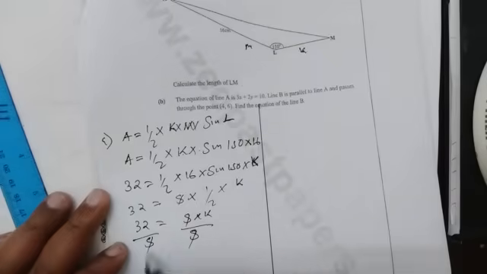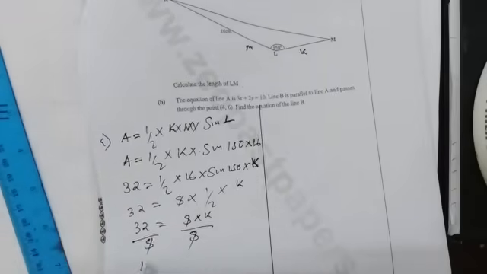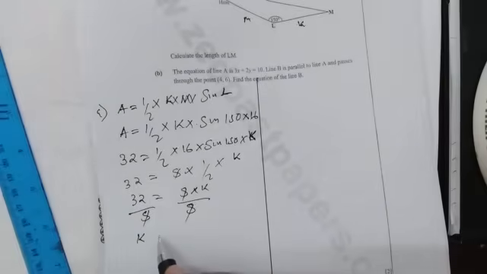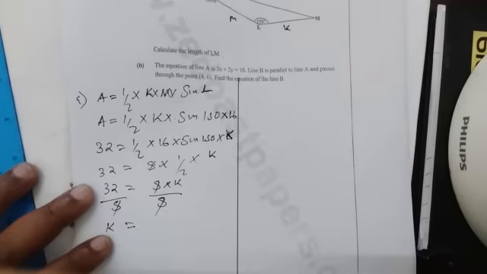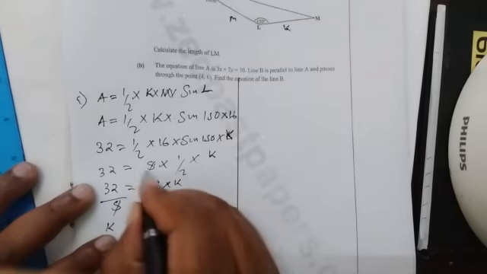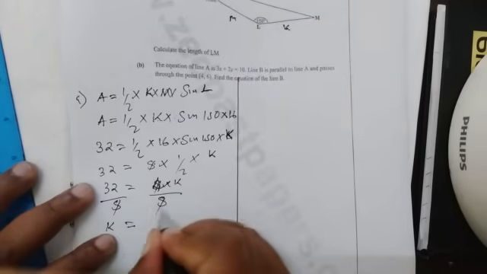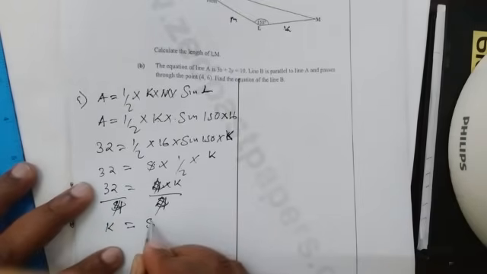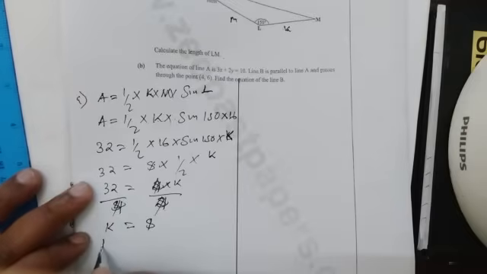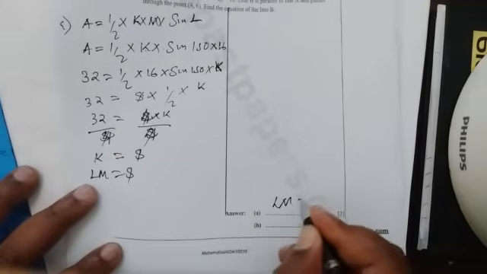So our K is equal to, take note please, half of this one is not 8 but 4. So this is 4 and this is 4. And here we get 8. So meaning that our LM is 8. So you come and write here, say LM is 8 centimeters.